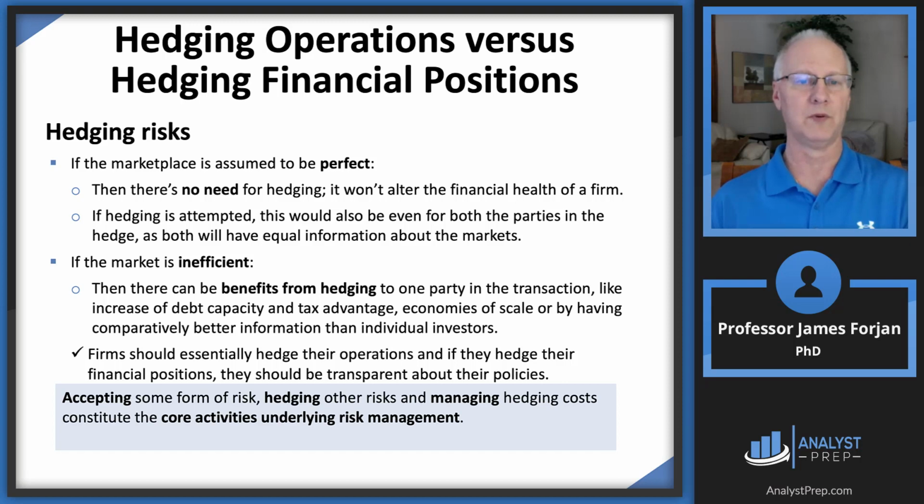We've talked about some of these before: increase of debt capacity, increase of tax advantages. Of course, there are things like economies of scale or having superior information. Now, firms should essentially hedge their operations, and if they hedge their financial position, they should be transparent about their policies. Of course, the corporate leaders are going to hire accountants that are going to come in and evaluate all of these hedging strategies and hedging results, and they're going to report it to the shareholders.